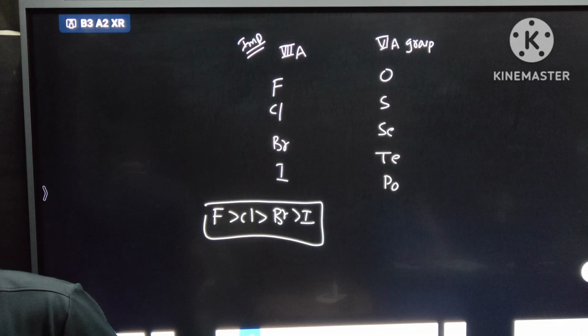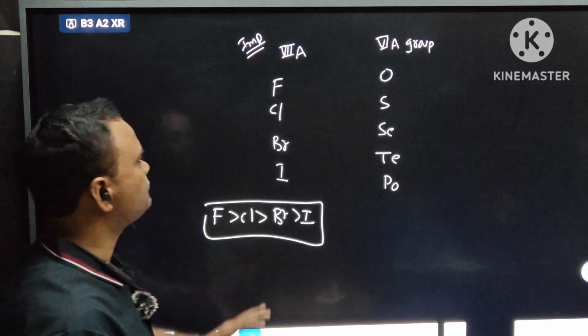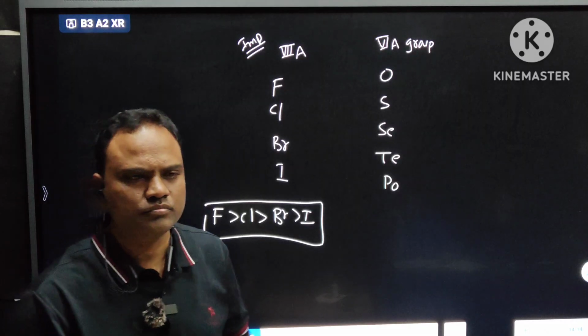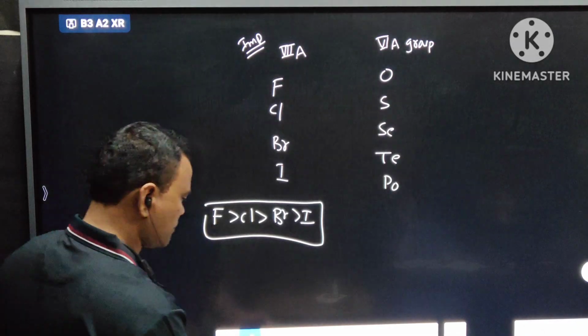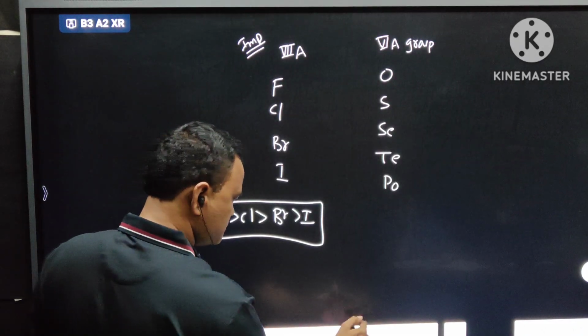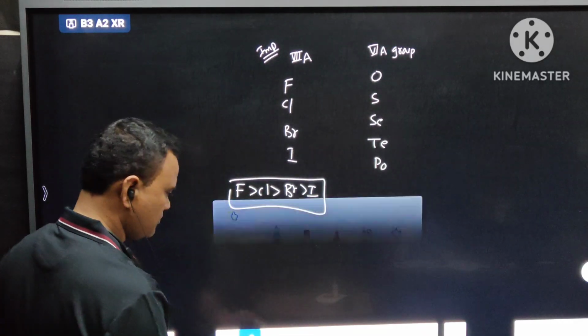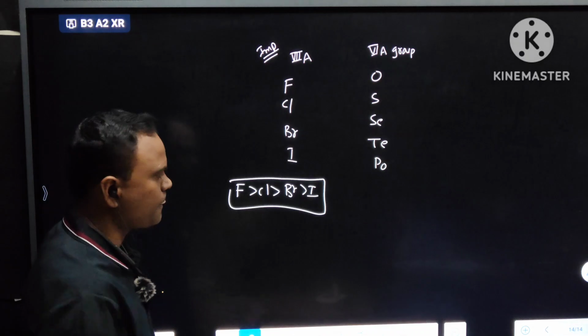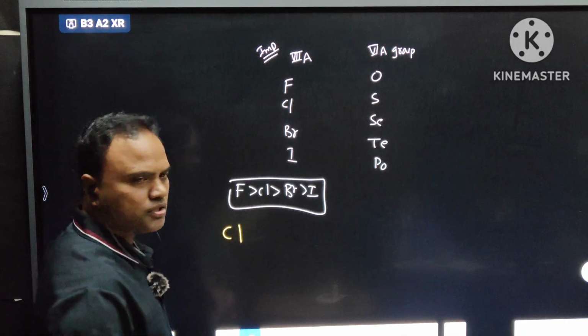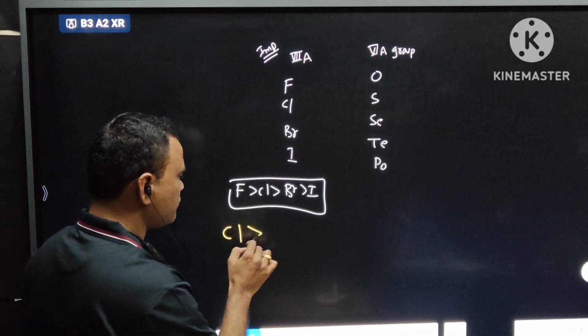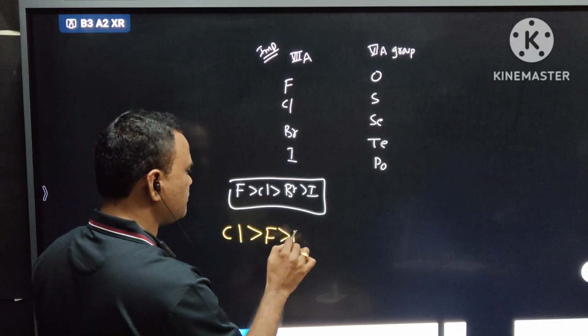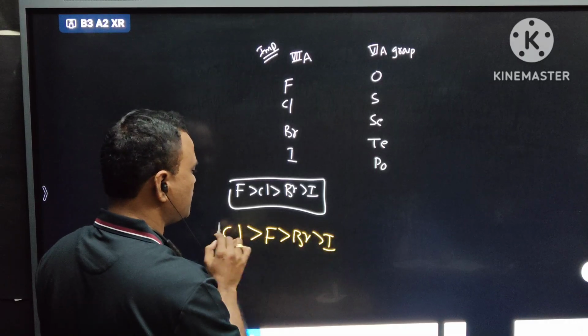See the reason, or the correct answer. Correct ionization, electron affinity order: chlorine greater than fluorine, greater than bromine, greater than iodine. Very, very, very important.